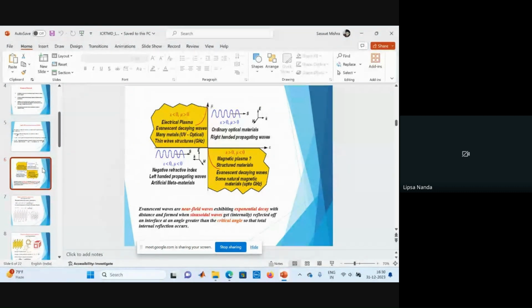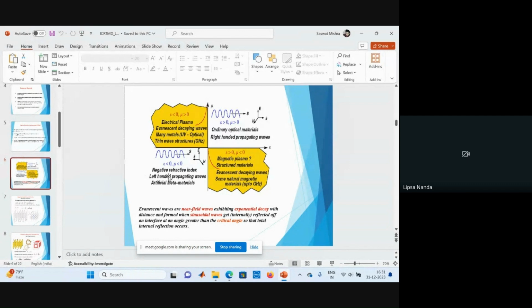When we look at the second quadrant, epsilon is negative, however mu is positive. This is the case for electrical plasma. Since the refractive index becomes imaginary, the propagation constant also becomes imaginary, so the waves become decaying. We get evanescent decaying waves, which are near field waves that exhibit exponential decay with distance, and which are formed when sinusoidal waves get internally reflected off an interface at an angle greater than the critical angle, so that total internal reflection occurs. I think this term is very familiar to all of us. Then in the fourth quadrant, we see similar features when epsilon is positive but mu is negative, and that leads to a magnetic plasma.